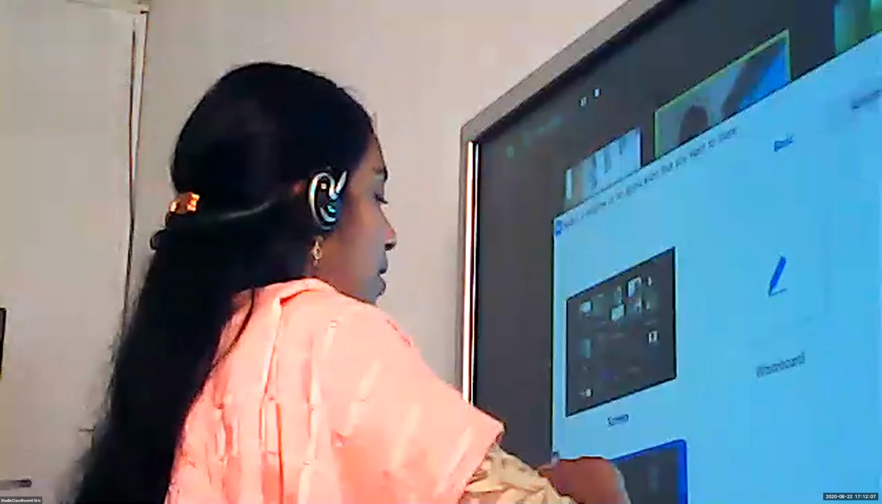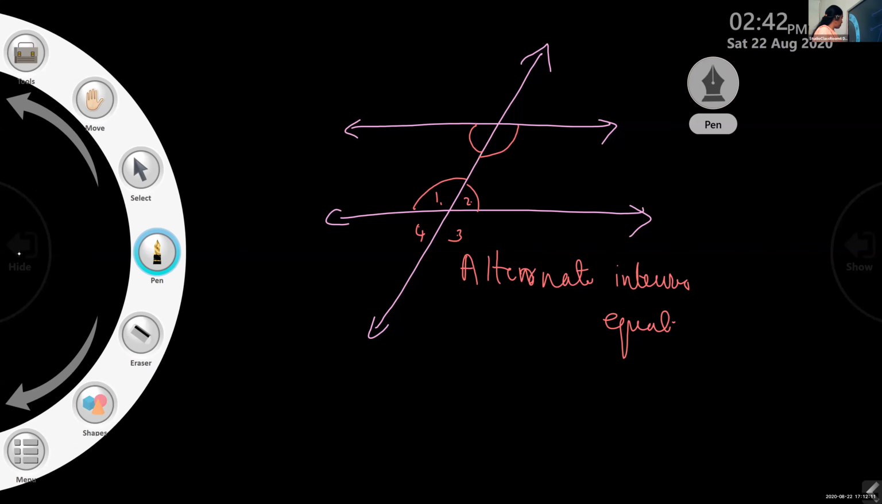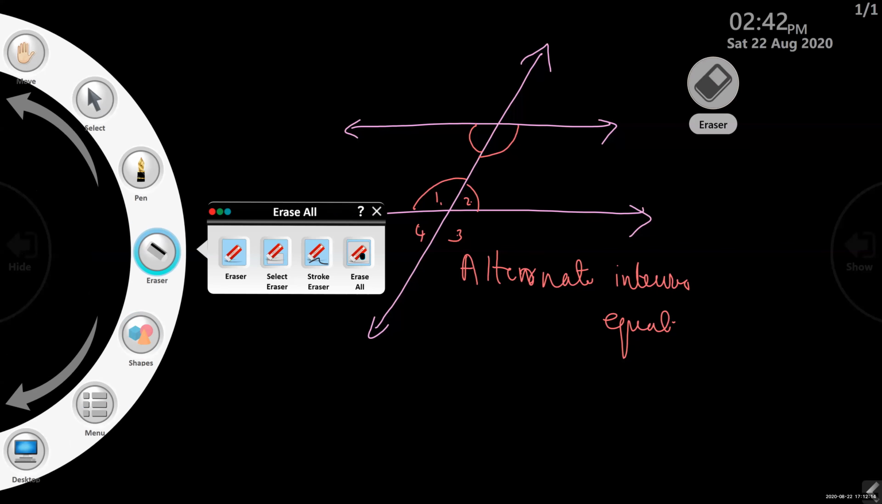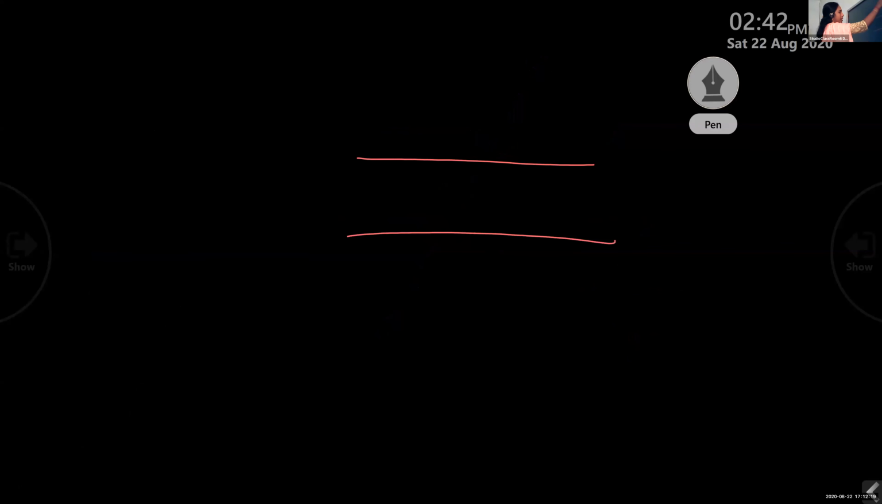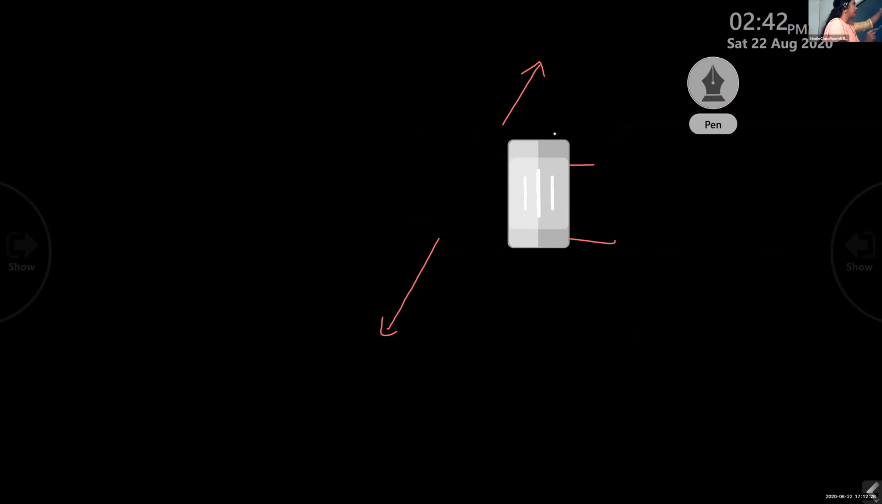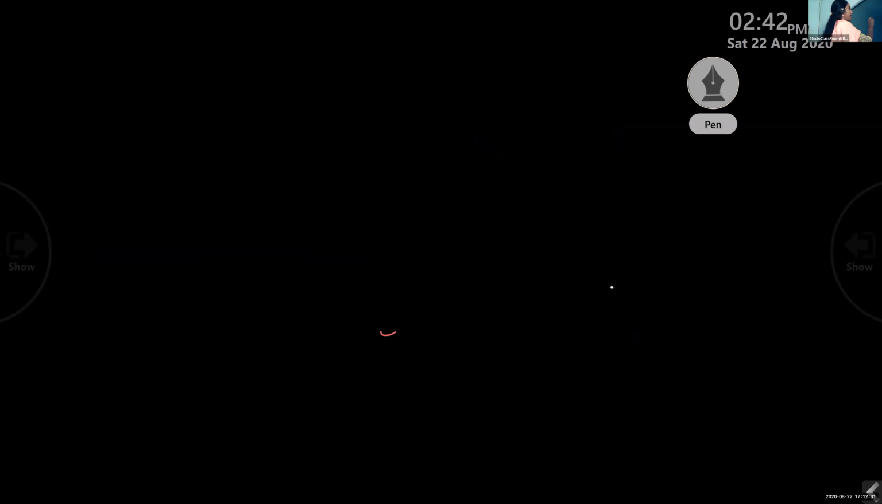Now we studied one more type of angle. Do you remember that angle? Interior angles on the same side of the transversal. We can find exterior angles also, but we will take interior angles only, on the same side of the transversal. Only two pair.